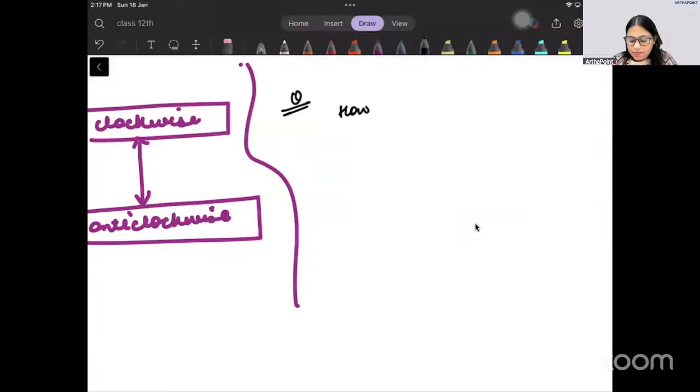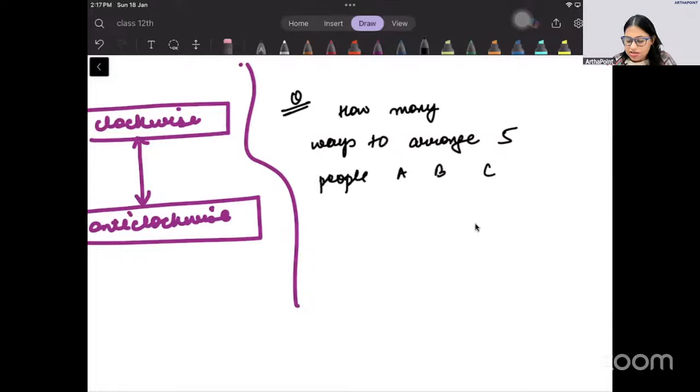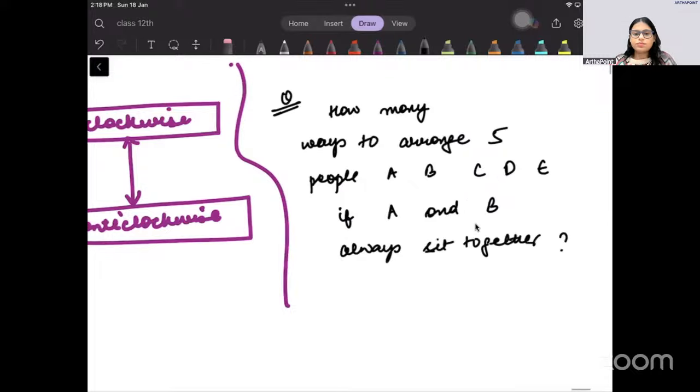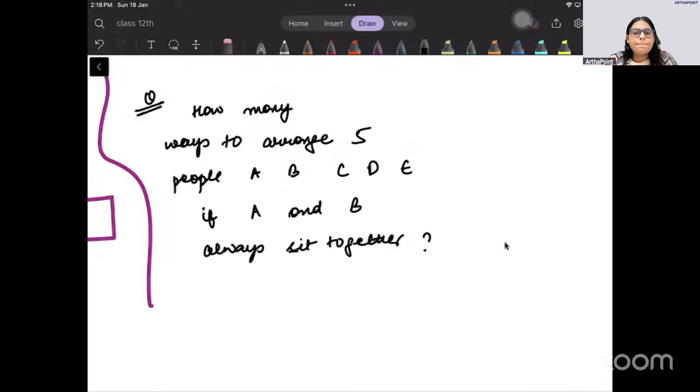How many ways to arrange 5 people A, B, C, D, E if A and B always sit together? Give it a try. This is question number A, and write the second one also.